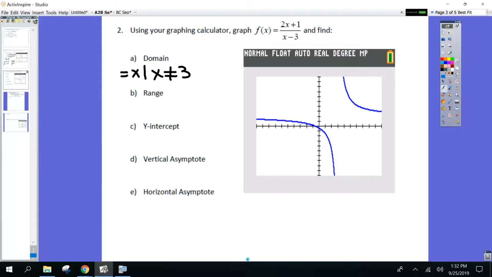All right, let's stop right there. Could I have gotten that a different way other than looking at my calculator screen? Look at the equation you typed in. What is so significant about 3 in that equation? Use your big boy, big girl words. Go ahead.